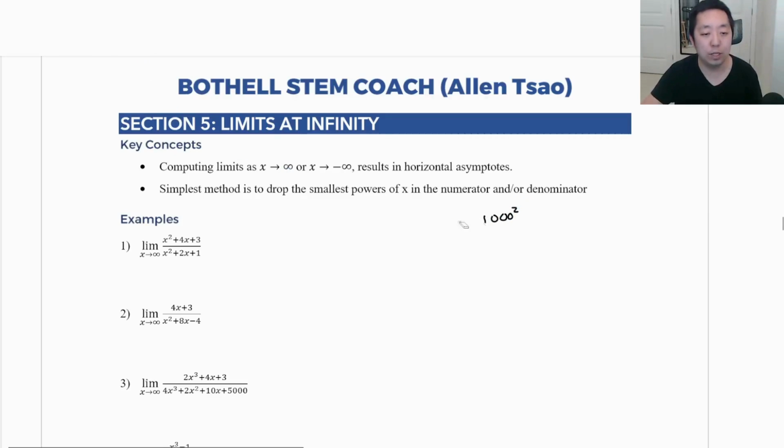Right? So when we're doing these kind of limits at infinity, my suggestion is going to be that we drop the least powers of x on the top and the bottom when you're adding them. Like, let's take a look at this first one.